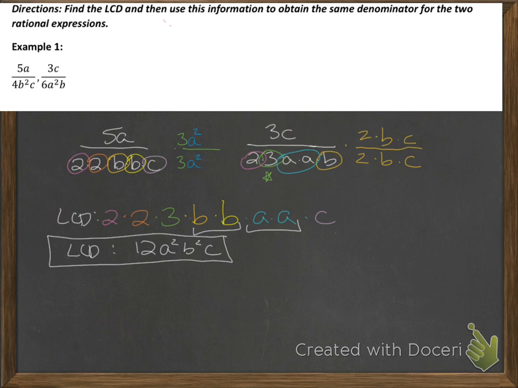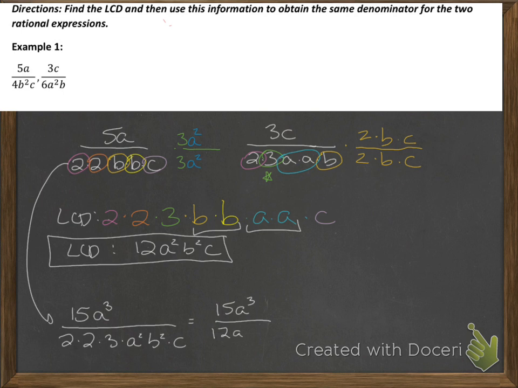And if you're unsure about this, you can just go ahead and multiply it and make sure that in each case you get the LCD. So in the numerator, we're going to multiply 5a times 3a squared. 5 times 3 is 15. A times a squared is a to the third. Now let's look at the denominator. We should have 2 times 2 times 3 times a squared times b squared times c. Well, that's the same as 12a squared b squared c, which is exactly what we had for the denominator. Okay, let's look at the other fraction.